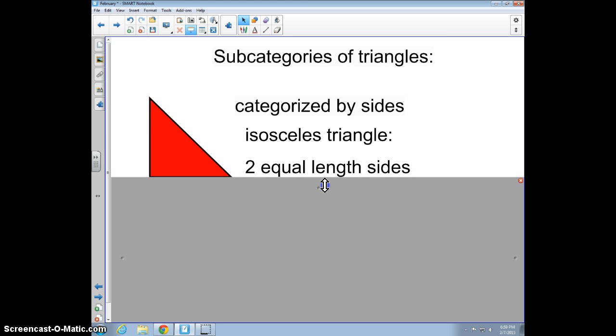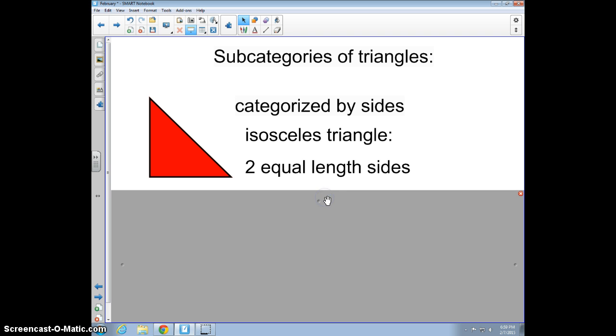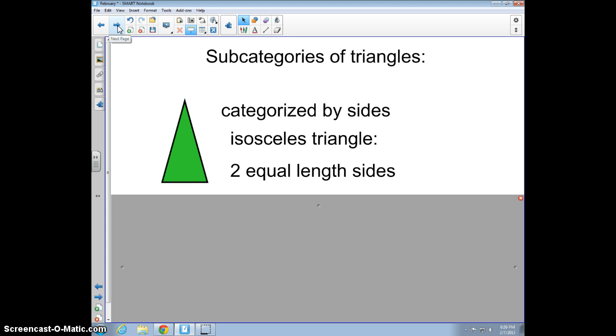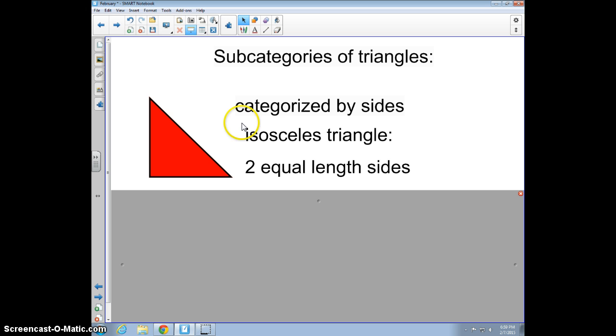And then when we look at this one, we can see that although it looks quite different, it's also an isosceles triangle because this side right here is equal to this side. And we'll talk about how this triangle and this triangle are different in just a moment. But as far as categorizing by sides, they're the same type of triangle because they have two equal length sides.